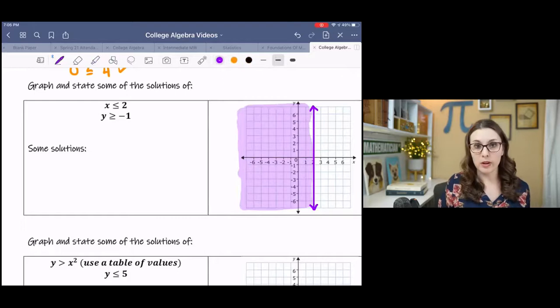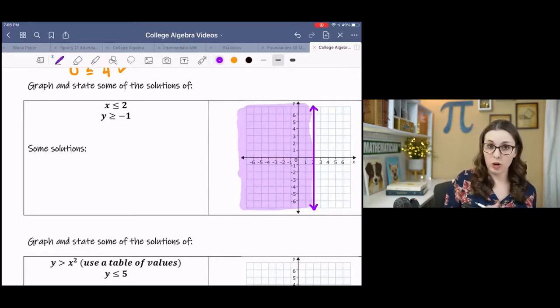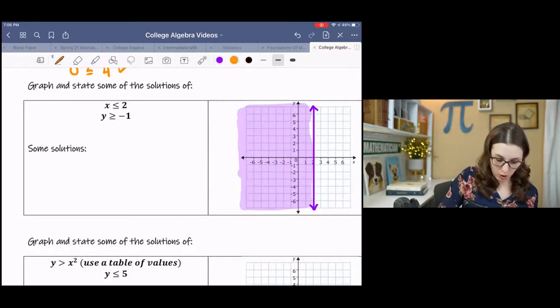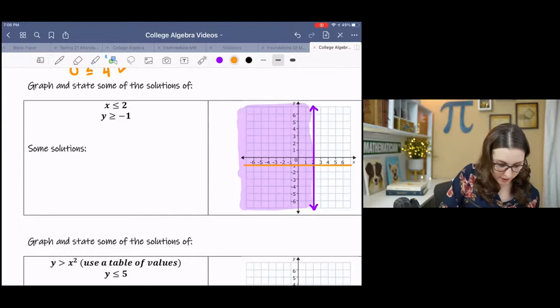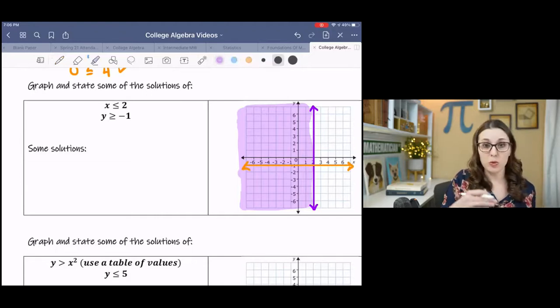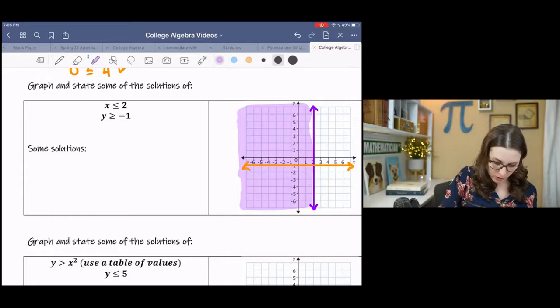Y is greater than or equal to -1. We're going to graph it just like y equals -1. So that is a horizontal line through -1 on the y-axis, solid. Greater than means values above, y values above the line. So I'm going to do orange.